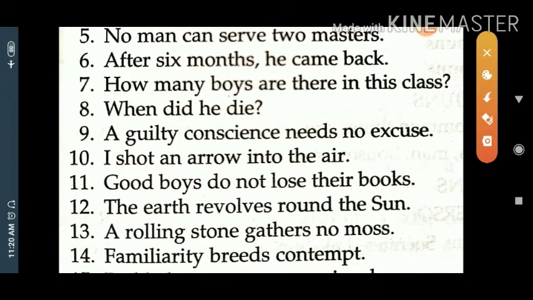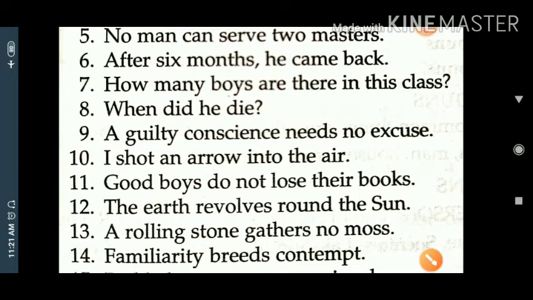The same interrogative sentence is repeated here. When did he die? Who? He. He is equal to subject. What is told about the subject? That is the predicate. Next to that, once again a phrase is given in the place of the subject. You see here, a guilty conscience needs no excuse. Who needs no excuse? A guilty conscience. It means this one is the subject. The remaining part told for the subject is the predicate.